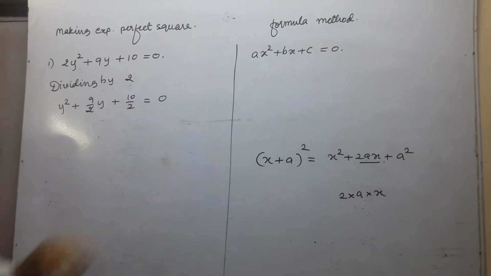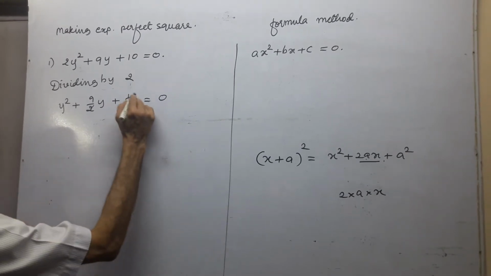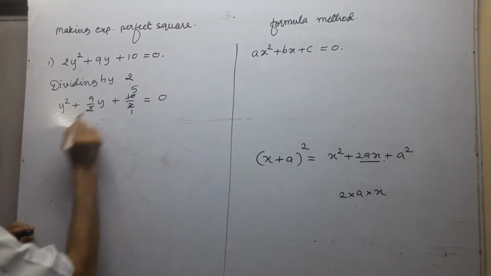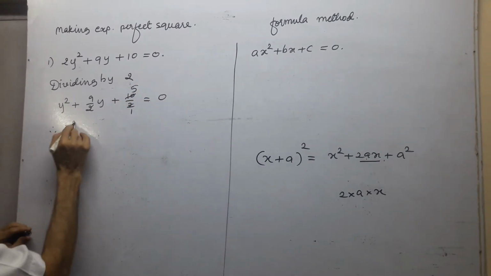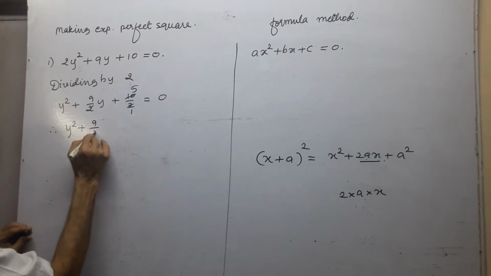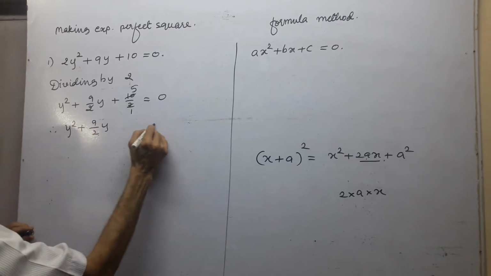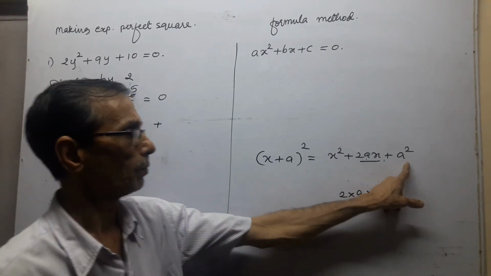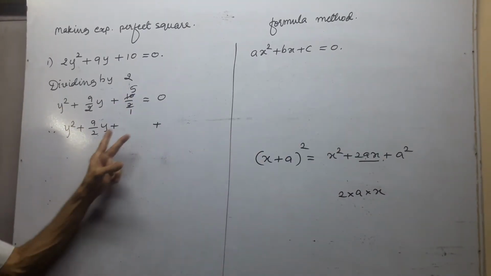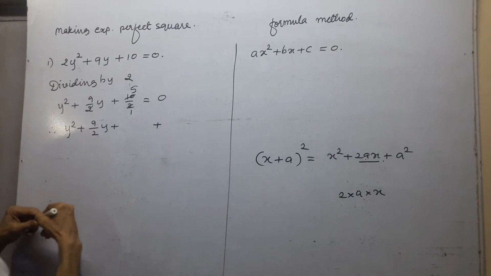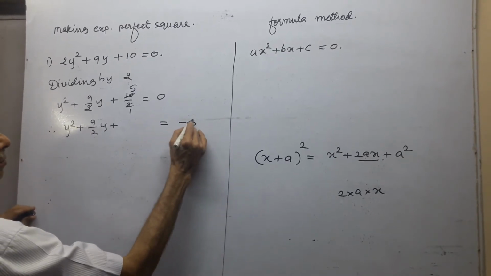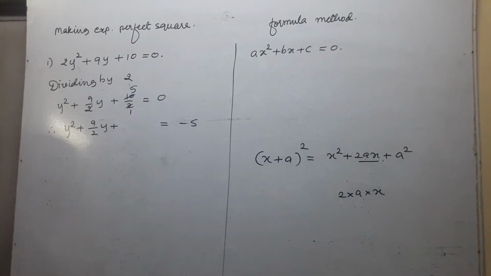So take that to the other side, and we know that 10 upon 2 is 5. So I write it this way: y square plus 9 upon 2 y, and I leave a gap here for the third term. You have to find the third term. Before that, take 5 to that side, and that equals minus 5. I hope it is understood.